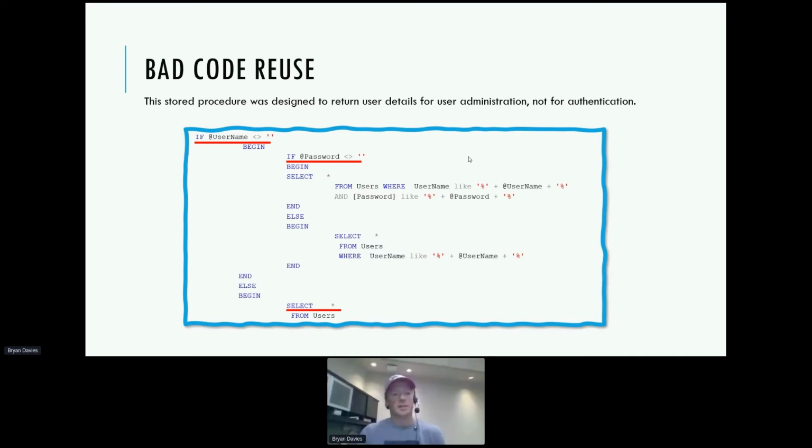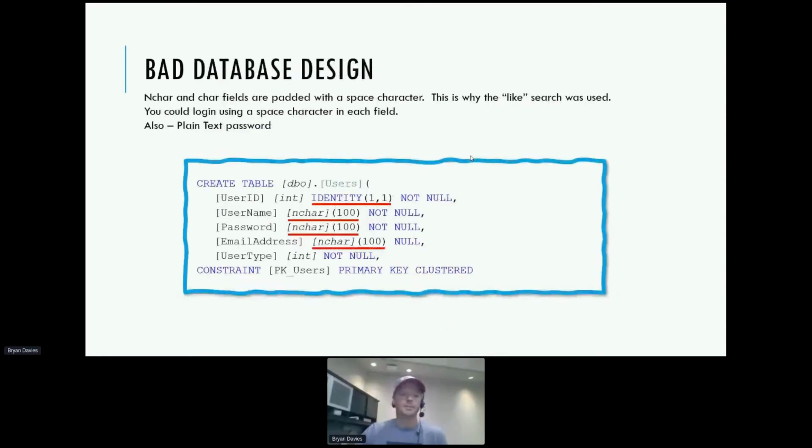You can see there's an if username is blank or is not blank, right? And then it jumps in and does this. If it is blank, it would jump to the bottom and just return all the users. So this was actually meant to fill a user administration grid. I did dig into it a bit more, and sure enough, in the app, there was a user administration grid that was making use of this code. So that's bad code reuse. They're trying to use the same stored proc for two different purposes.